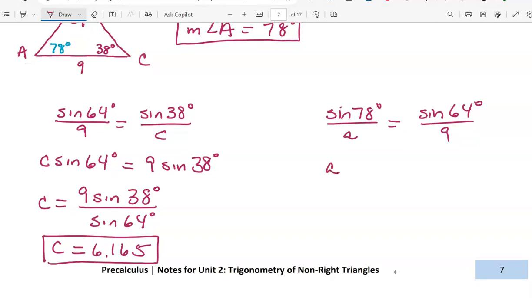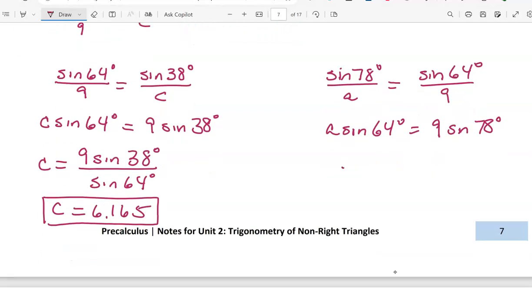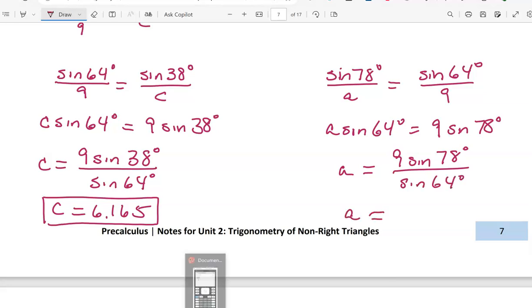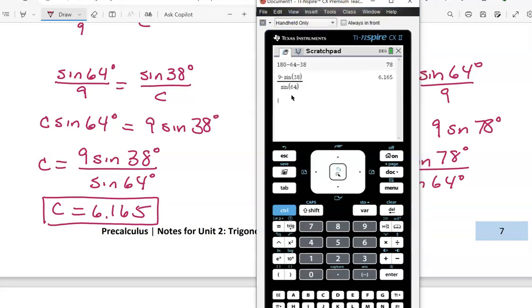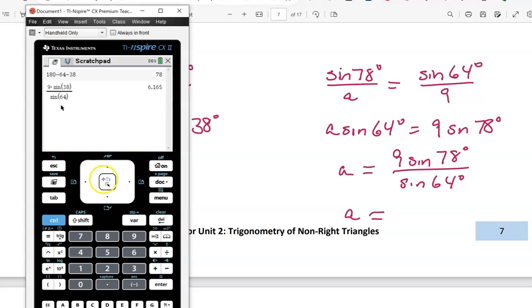All right, let's cross multiply. A times the sine of 64 degrees is equal to 9 times the sine of 78 degrees. And then divide by sine of 64. A equals 9 times the sine of 78 degrees divided by the sine of 64 degrees. And you'll notice that this calculation is very similar to the one that we did before. And so I can just cursor up to the previous calculation, press enter, and edit this. So instead of 38 degrees, we're just inserting 78 degrees. We have basically the same calculation. That's 9.795.